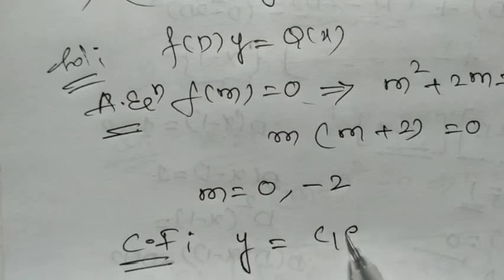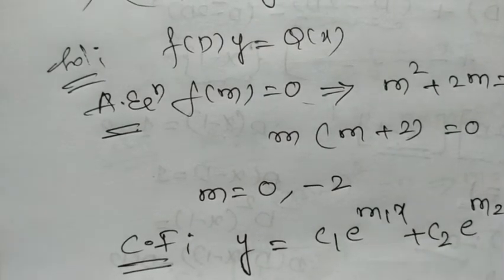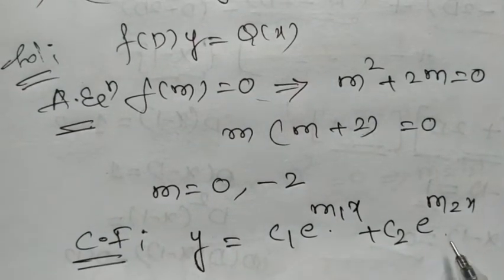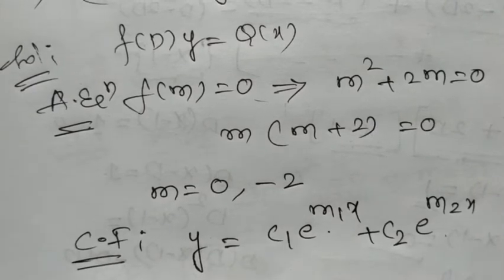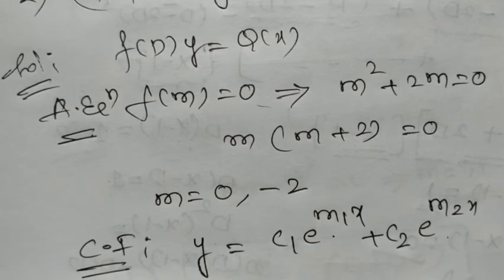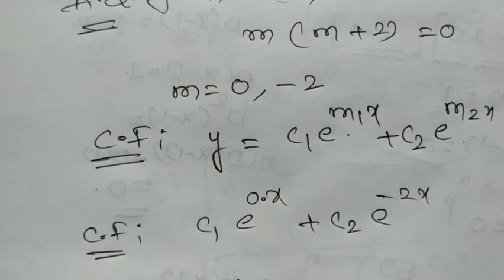So coming to the complementary function, that is y equal to c1 e power m1 x plus c2 e power m2 x. Therefore here m1 equal to 0, m2 equal to minus 2. So the complementary function is c1 e power 0x plus c2 e power minus 2x. So that is c1 plus c2 e power minus 2x.